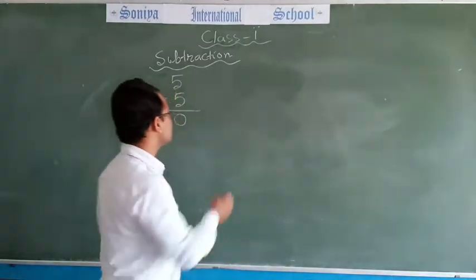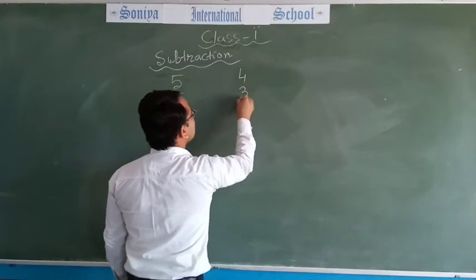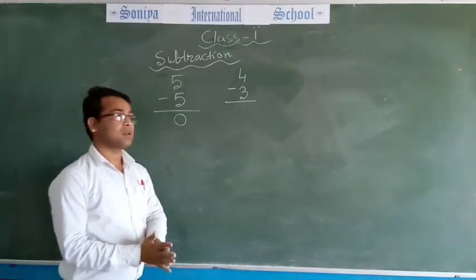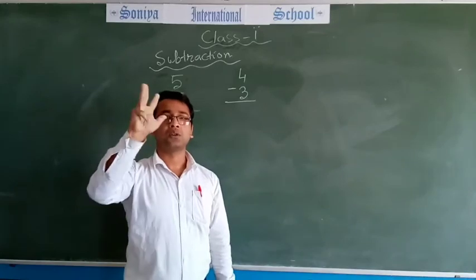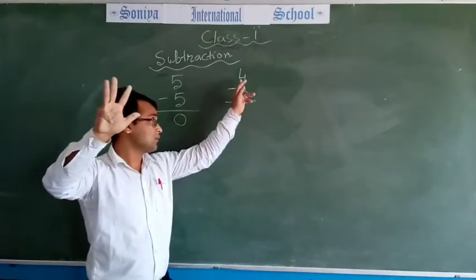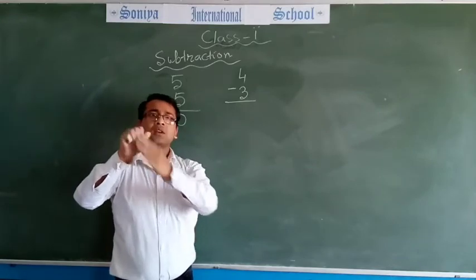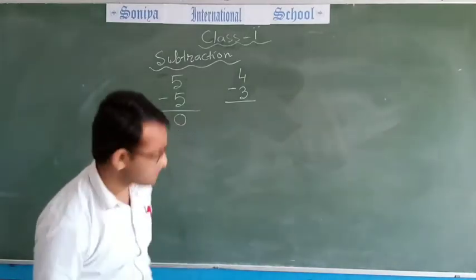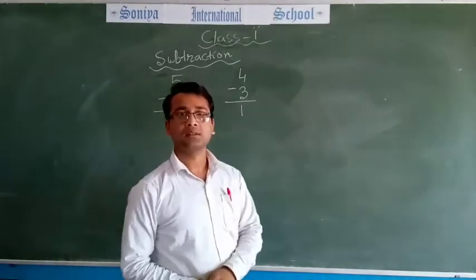Understand? Yes. And take an example. 4 minus 3. Again count. 1, 2, 3, 4. This number 4 and fingers 4. How many fingers left? 3 fingers. Then 1, 2, 3. How many fingers left with me? Only 1. Is that clear?